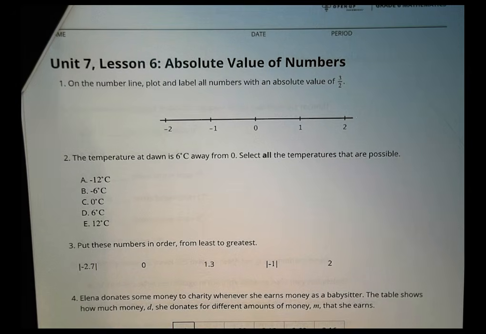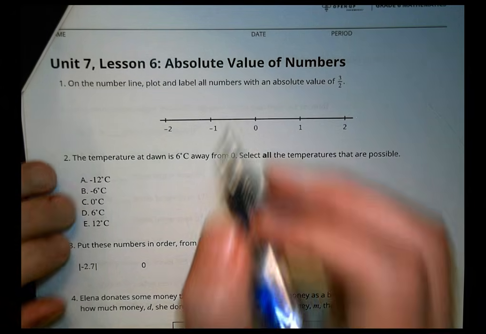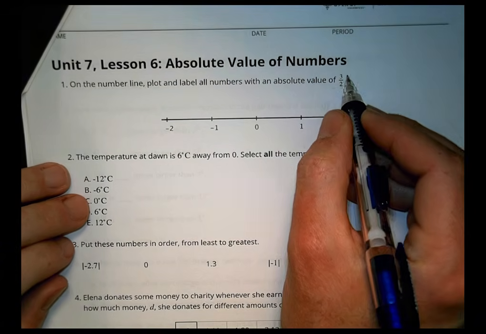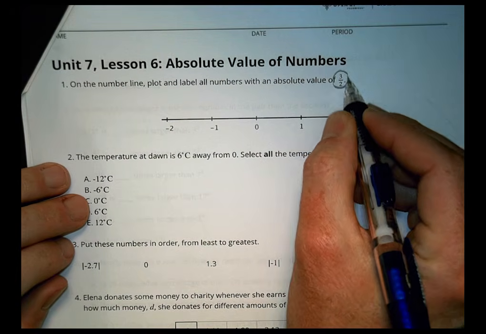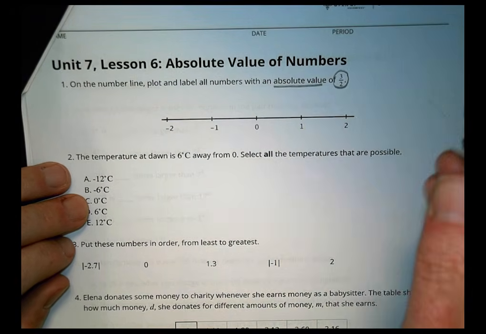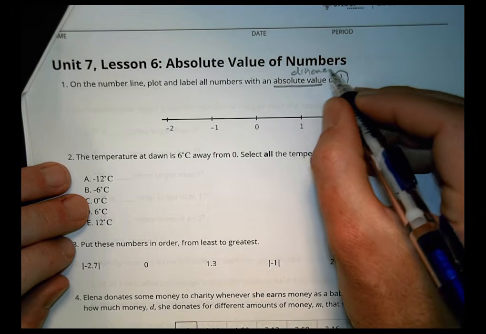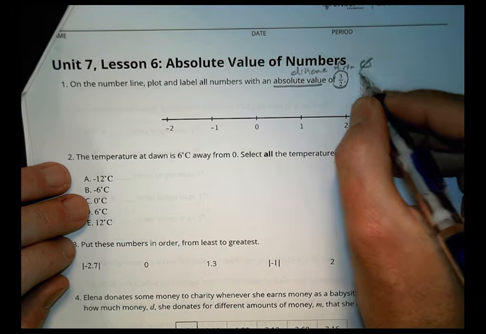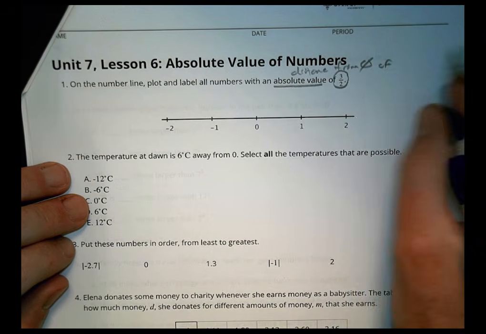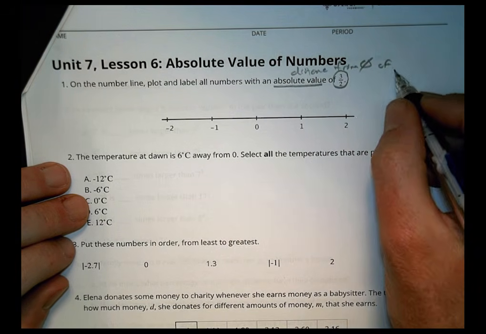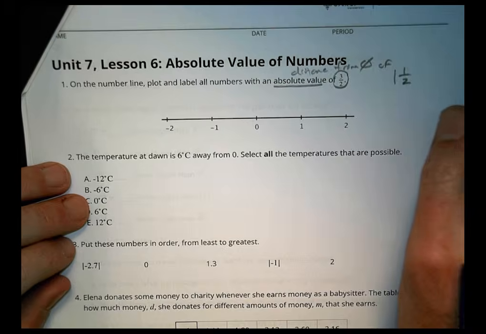All right, homework for Math 6, Unit 7, Lesson 6, Absolute Value of Numbers. On the number line, plot and label all the numbers with an absolute value of 3 over 2. So the absolute value of 3 over 2. So we're talking about a distance away, a distance from 0 of 3 over 2. Now 3 over 2 is also 1.5.